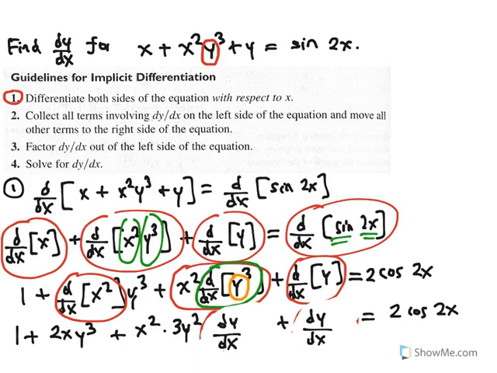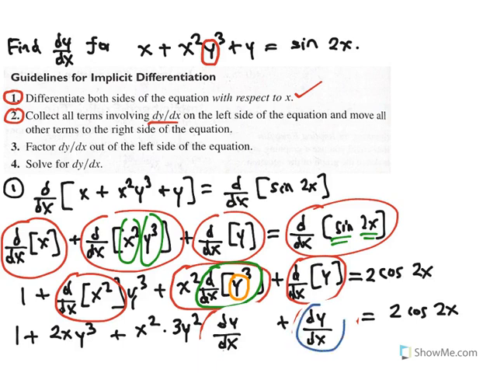So we have done step 1 from the guidelines. We have differentiated both sides of the equation with respect to x. What is step 2? Collect all terms involving dy/dx on the left side of the equation and move all other terms to the right side of the equation.